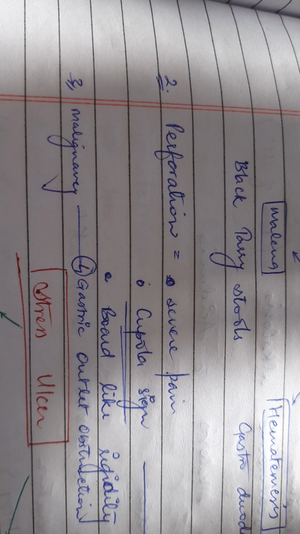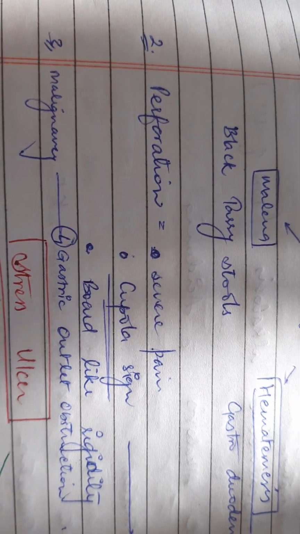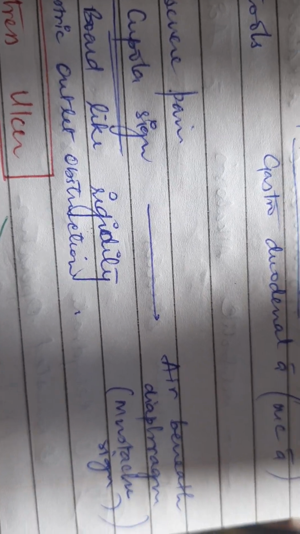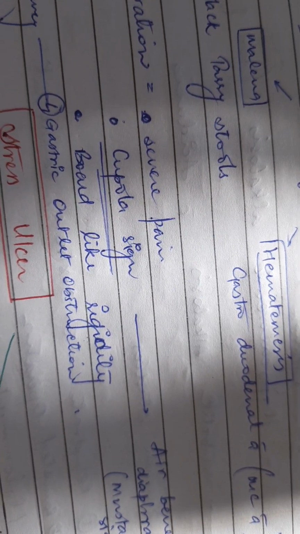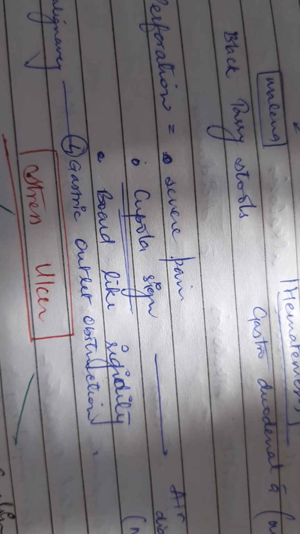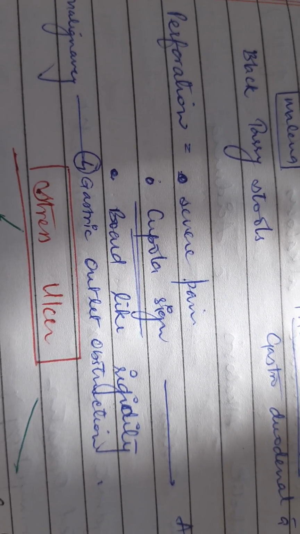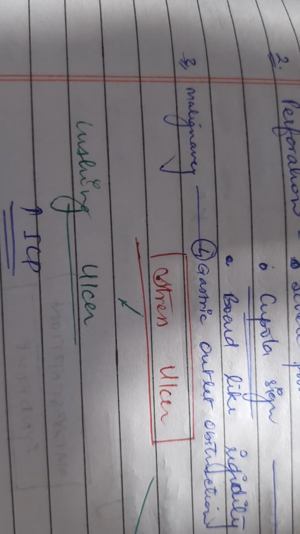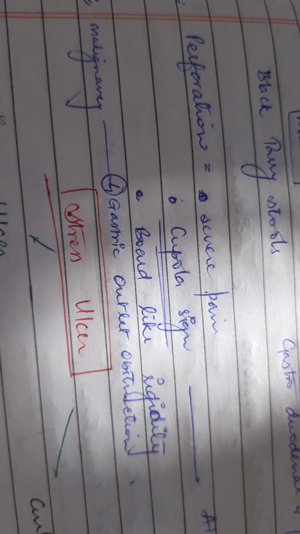Second complication is perforation, in which severe pain occurs. Cupula sign is the air beneath the diaphragm, which looks like a mustard, so it is also called the mustard sign. Due to perforation, severe pain, cupula sign, and board-like rigidity are present. Third is malignancy, and fourth is gastric outlet obstruction. We will see it further.